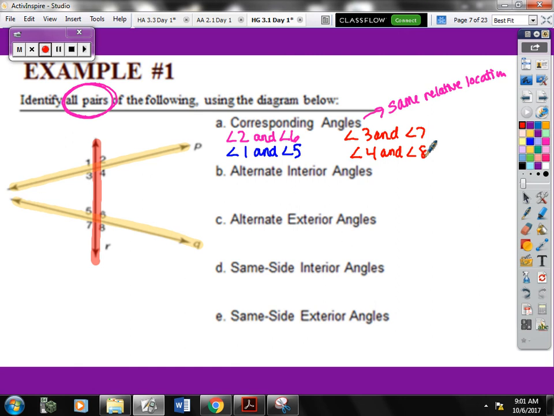Okay. Next type says, identify a pair of alternate interior angles. So again, interior means that they're inside the yellow. Alternating means that they're on opposite sides of the transversal. Justin? Angles 4 and 5. Good. 4 and 5. 4 is inside, 5 is inside, and they are alternating.